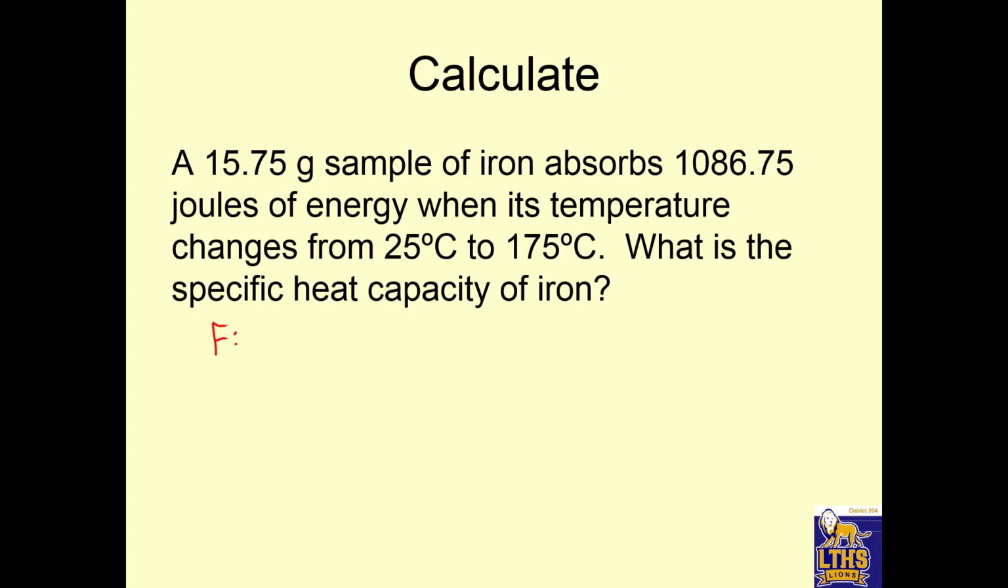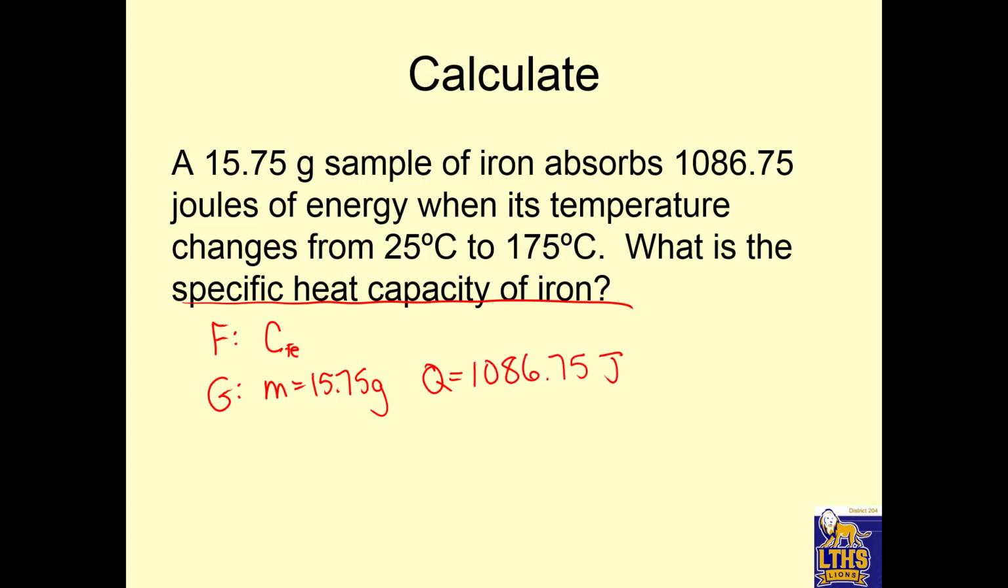What are we trying to find in this problem? Specific heat capacity of iron. Find C for iron, specific heat capacity. What do we know? What are we given? We're given that the mass is 15.75 grams, and we're given that the heat, the Q, is 1086.75 joules. We're also given that the temperature goes from 25 to 175 degrees Celsius. So the change in temperature is 150 degrees Celsius. So we use this equation: Q equals MC delta T.